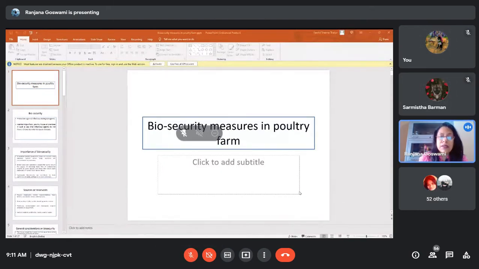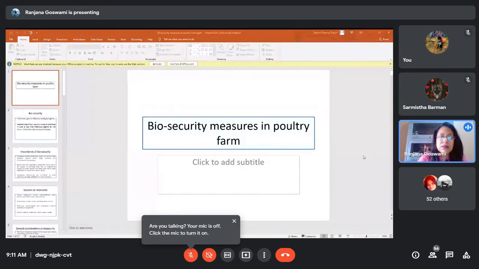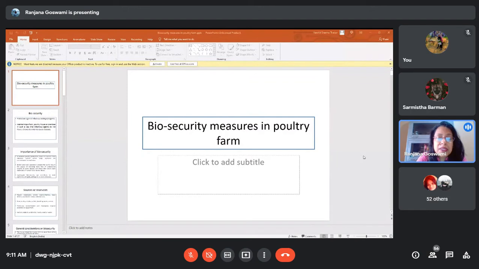So today we will discuss biosecurity measures that should be taken in a poultry farm. We have already discussed the common diseases in poultry, and today we will discuss the preventive measures. All of you know the term biosecurity because we have discussed it in cattle also. Here the biosecurity measures more or less remain the same. Some things are the same for all the species, but some, like vaccination, which also comes under biosecurity, are different for poultry.